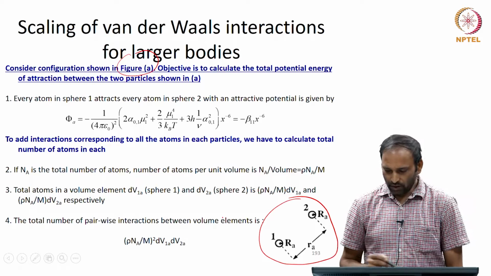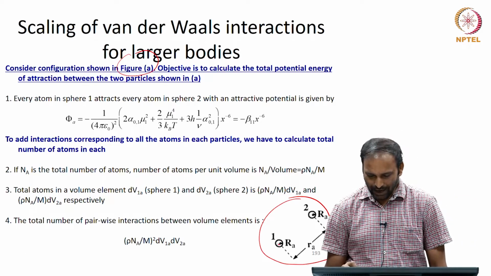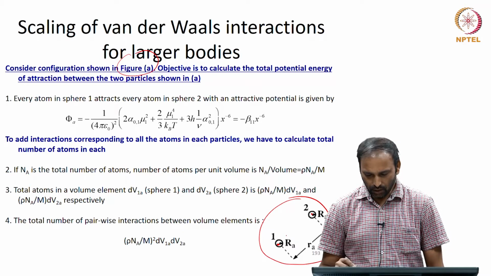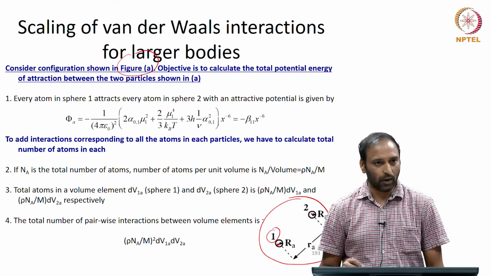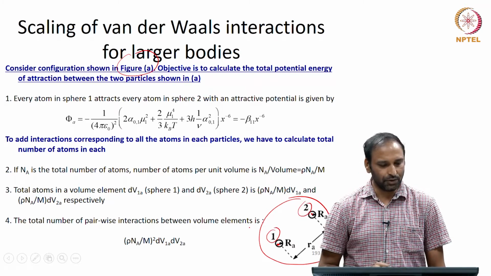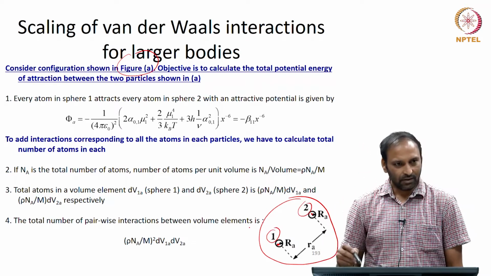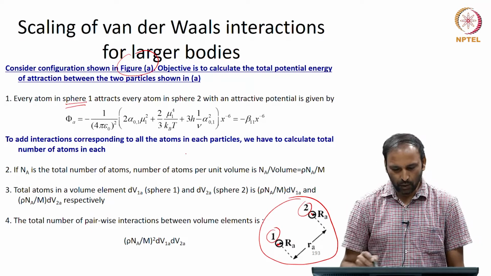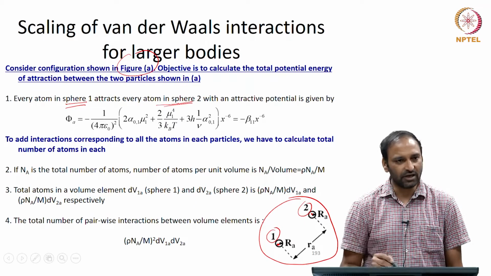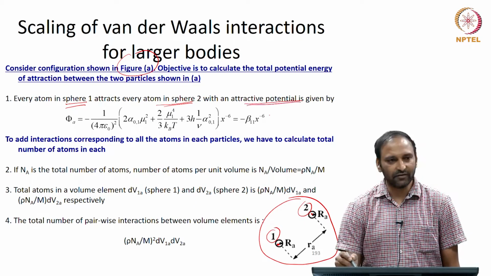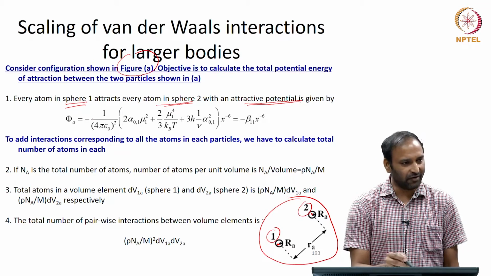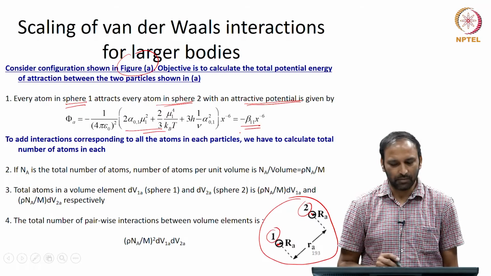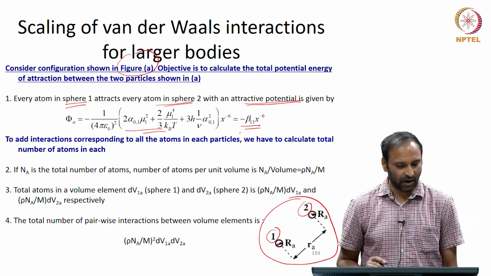Now, if I consider one atom in particle 1 and one atom in particle 2, we know that there is an attractive van der Waals force of interaction. That means every atom in sphere 1 attracts every atom in sphere 2 with an attractive potential or energy which is given by phi A is equal to minus beta 1 1 x power minus 6. So, we know where that comes from.